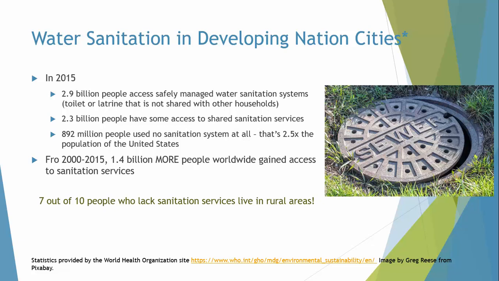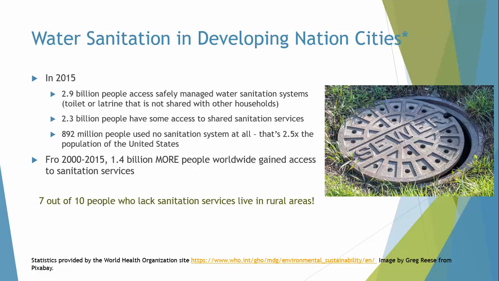But the story is still not great. That means that only 2.9 billion people across the globe access water sanitation systems that are safely managed. So that would mean that they have access to a toilet or a latrine that's just for their household, not shared. There are almost as many, so 2.3 billion people around the globe that have access to sanitation services, but they have to share them between households. And then almost 900 million people don't have access to any sanitation systems at all.